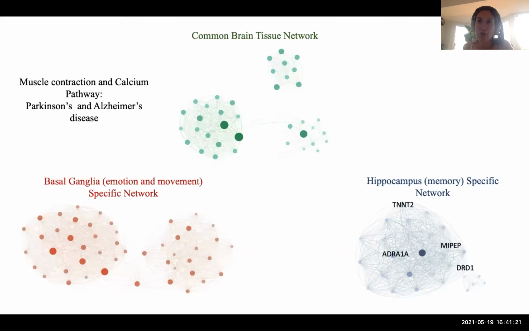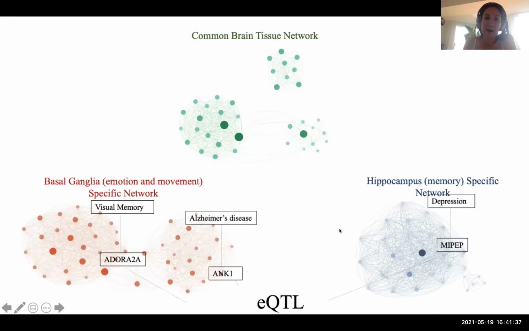Then I also performed the eQTL analysis. Of course, I'm not presenting all the genes found in this eQTL analysis. I just show the genes that are present in this network that are associated with a SNP. Actually, there are 3 genes in this network that are significantly associated to a SNP. The first gene is related to visual memory. The second gene is related to Alzheimer's disease. And finally, the third gene is related to depression.